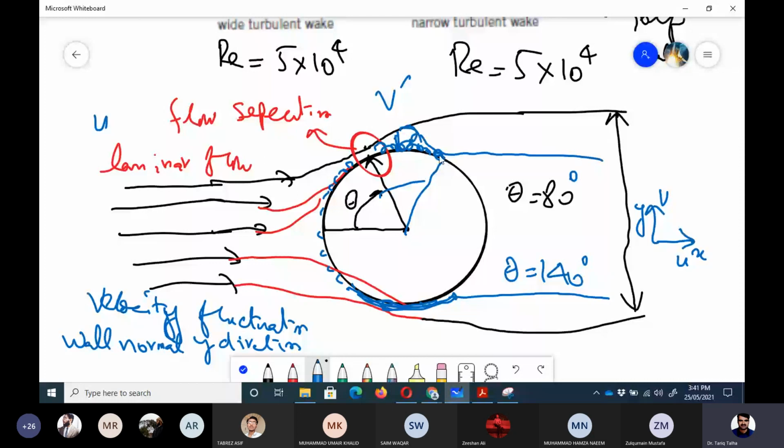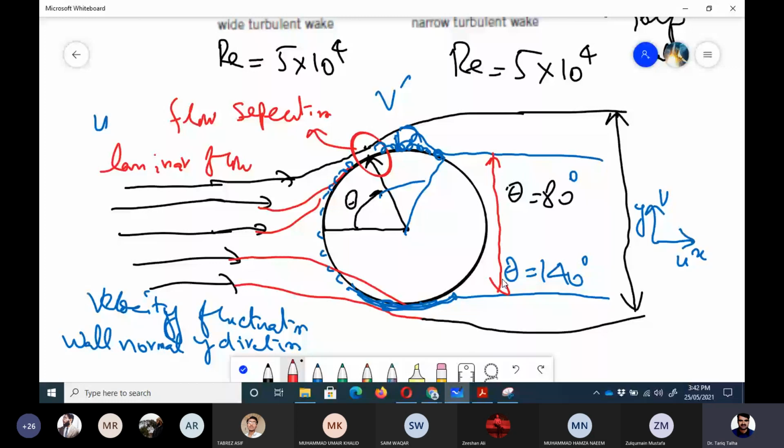When the wake region is smaller, the total drag force on that object would be less. When the drag force is less, the golf ball would travel more distance through space, right? So that is the only purpose for which we put dimples on the golf ball surface.